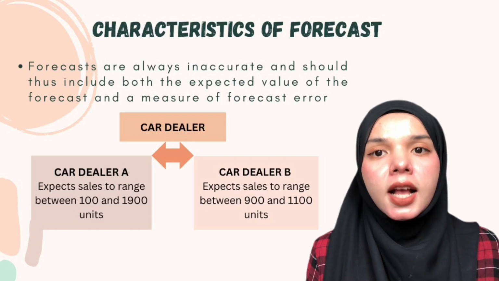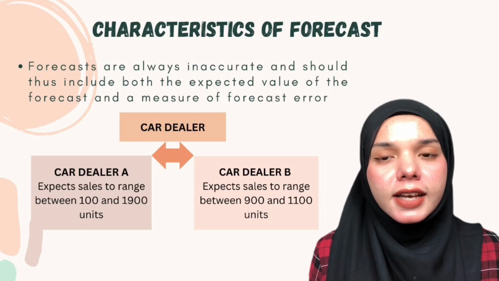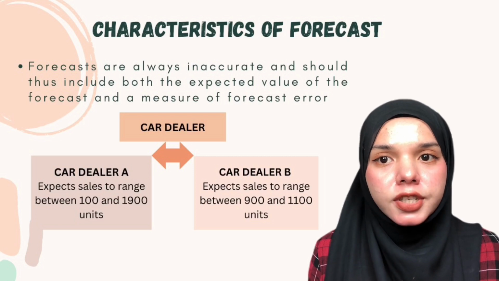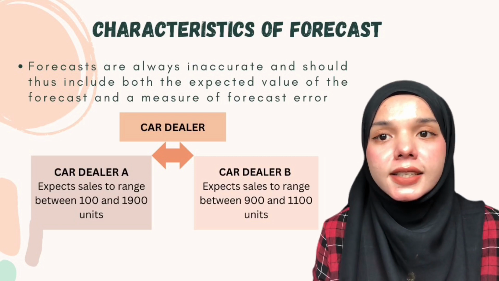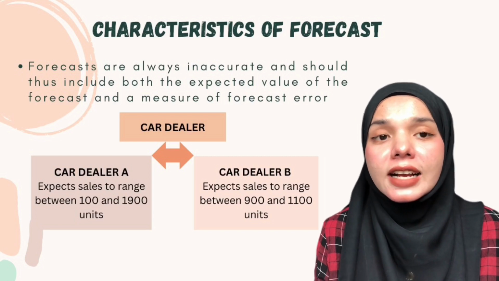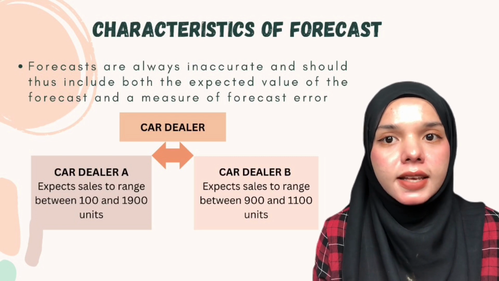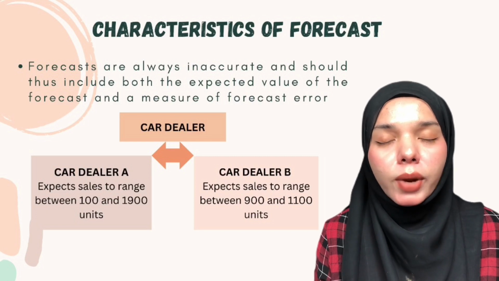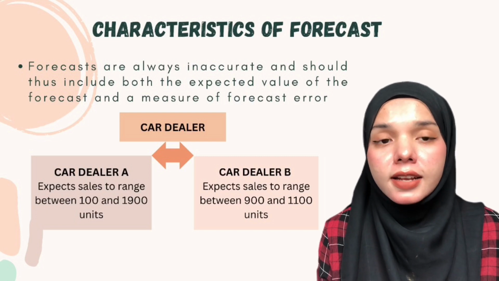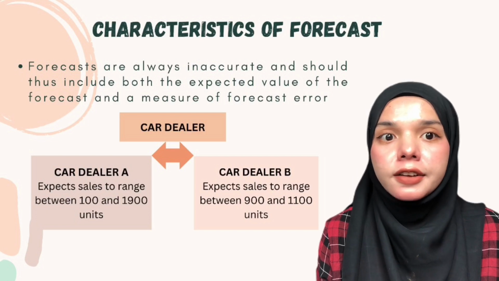Characteristics of forecast. First, forecasts are always inaccurate and should thus include both the expected value of the forecast and a measure of forecast error. To understand the importance of forecast error, consider 2 car dealers, car dealer A and car dealer B. Car dealer A expects sales to range between 100 and 1,900 units, while car dealer B expects sales to range between 900 and 1,100 units.